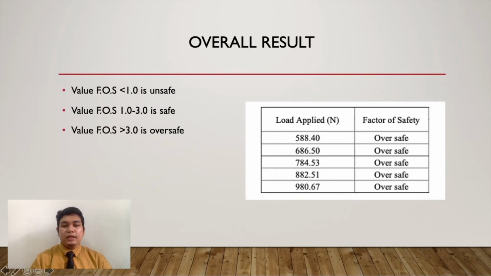So it can be concluded for the overall result that the product is oversafe because the value of factor of safety is above 3.0. If the result is below 1.0, the product is totally unsafe. The suitable factor of safety is 1.0 until 3.0.